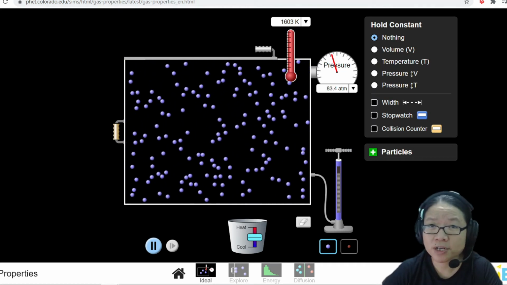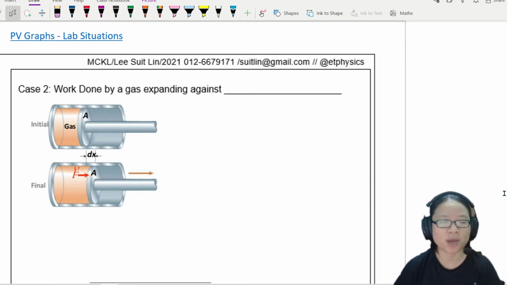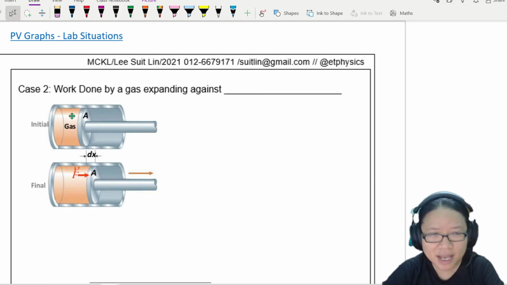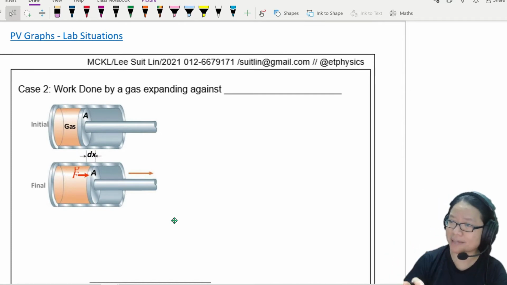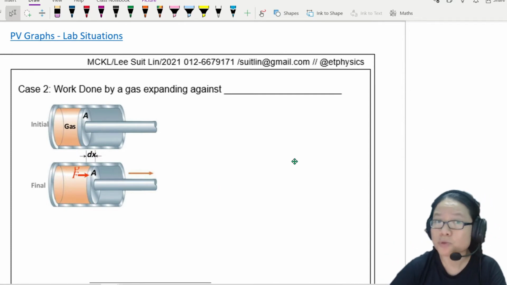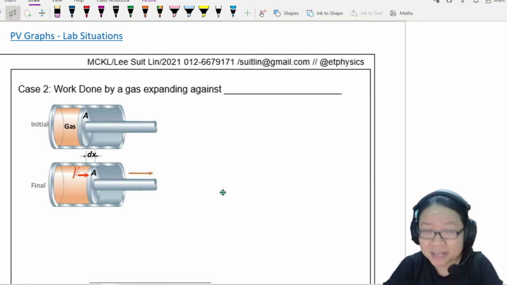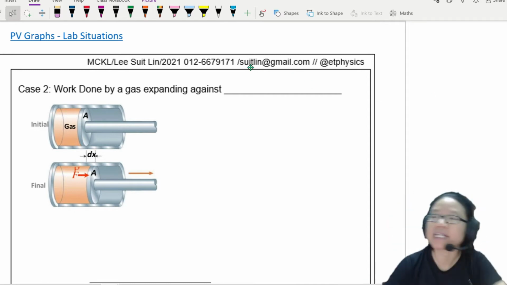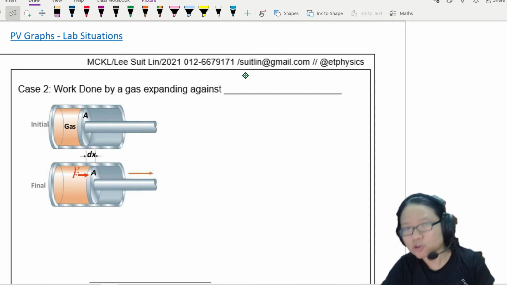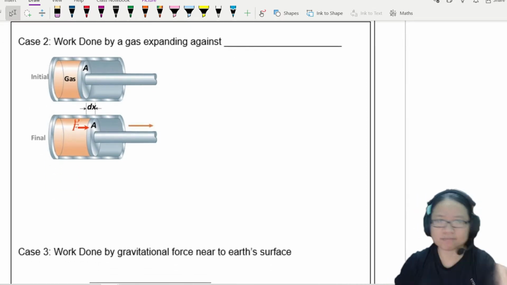So let's go back to our notes, and here you can see there's a scenario where there is some gas, and I can do something to that gas so that the gas is forced to expand. Normally I would ask you, what can I do to expand the gas? In other words, make the particles collide harder than last time, very hard against the piston of the gas chamber.